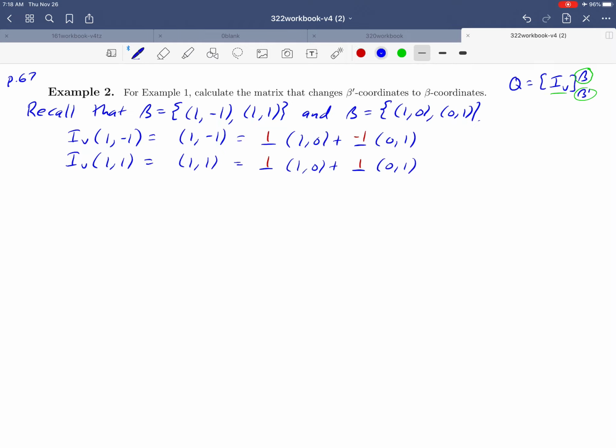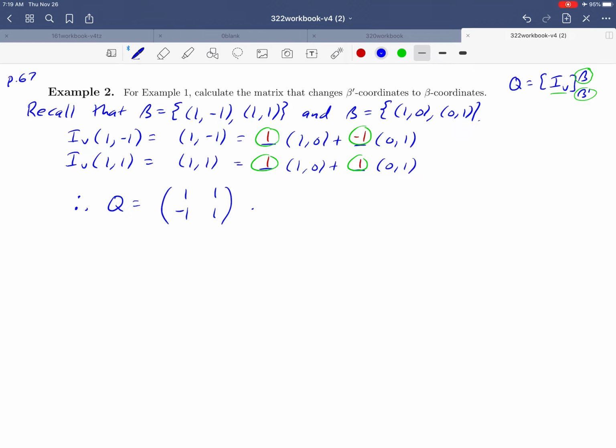Then recall how we actually form the matrix. Those first two coefficients are going to become the first column of our matrix, and the second two coefficients are going to become the second column. We're just following the same process that we learned to write down the matrix. So Q is this matrix. All right, now that's our answer.